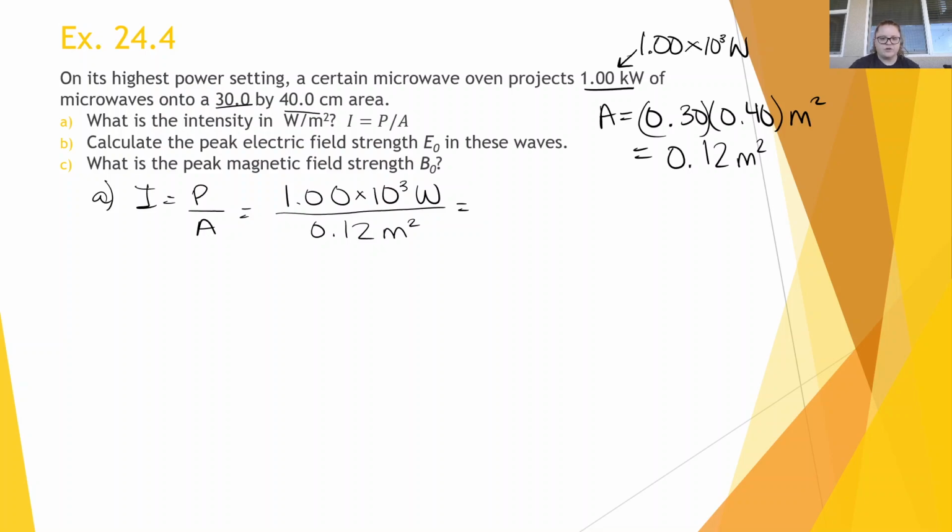And then we will get 8.3 times 10 to the third watt per meter squared. So this is our intensity of the microwave, okay? Now, we want to know the peak electric field strength. Okay, so let's go back. This is my average intensity, I'm going to say.